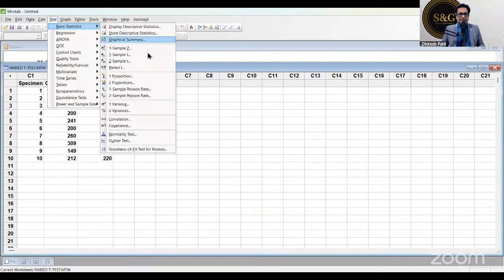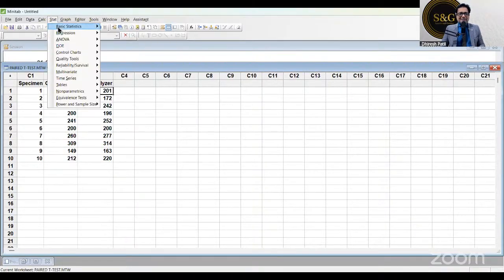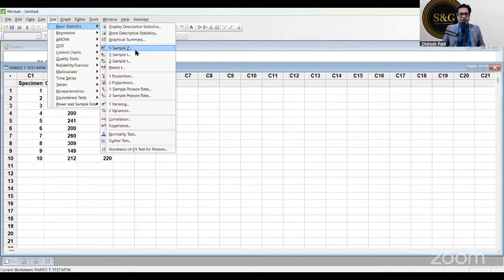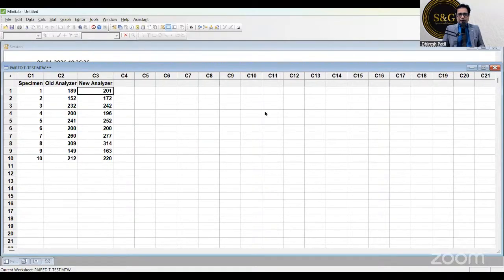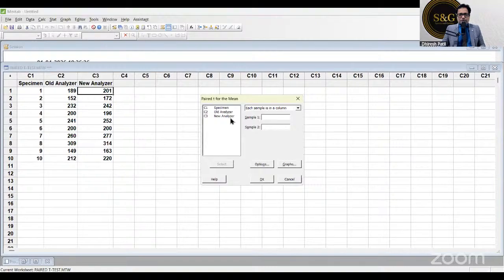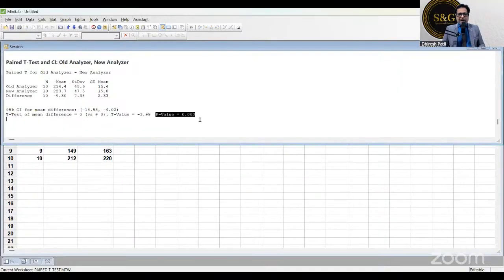So how do we do that? Go to Stat, Basic Statistics and Paired t-test. Click on that. Put sample 1 old analyzer, sample 2 new analyzer and click on OK. That's it. Just check the p-value. P-value says 0.003.